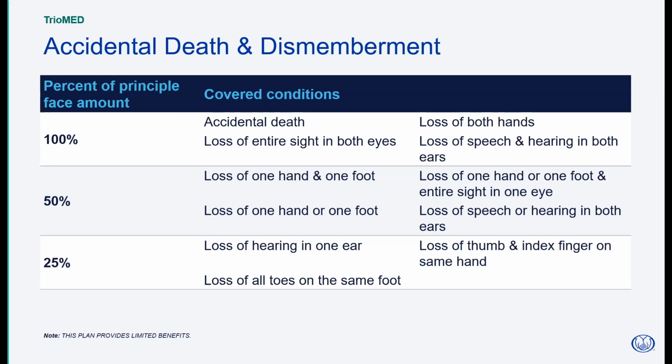And a lot of agents I've heard don't even talk about the accidental death and dismemberment portion of it. But I will tell you, if you're dealing with someone who's a farmer, who works maybe as a construction person or uses heavy and dangerous type of equipment, this is something they want to know about. So make sure you're telling those clients about that stuff.